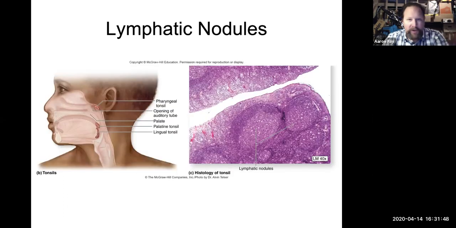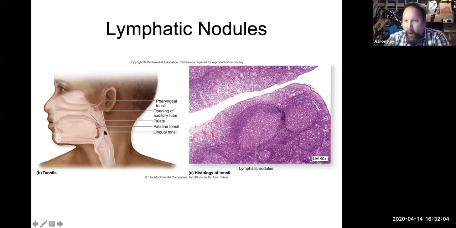So here are our three sets of tonsils. We have the pharyngeal tonsils, which are in the nasopharynx. So this is your nose. If you take your finger and put that about 4 or 5 inches back, you will hit the pharyngeal tonsils.